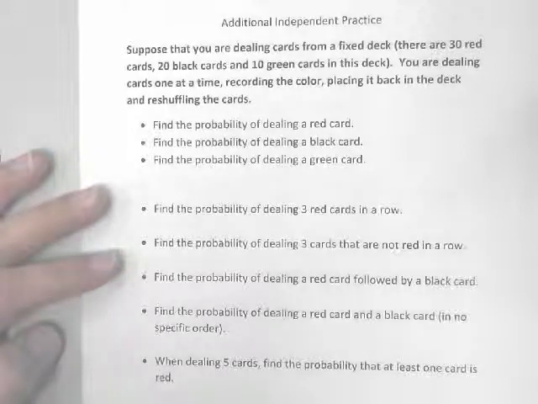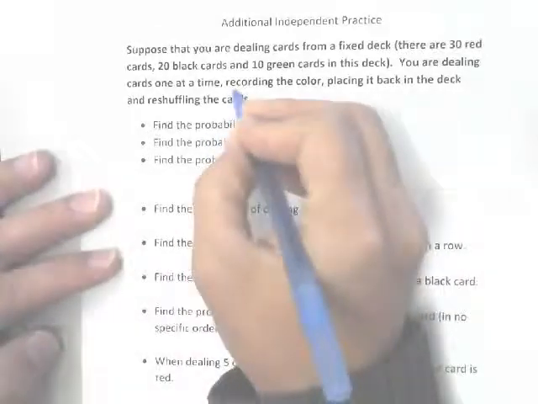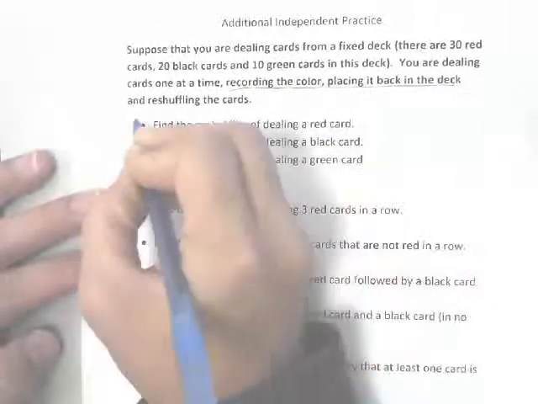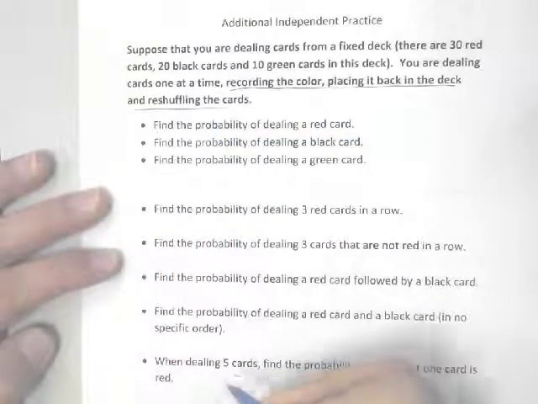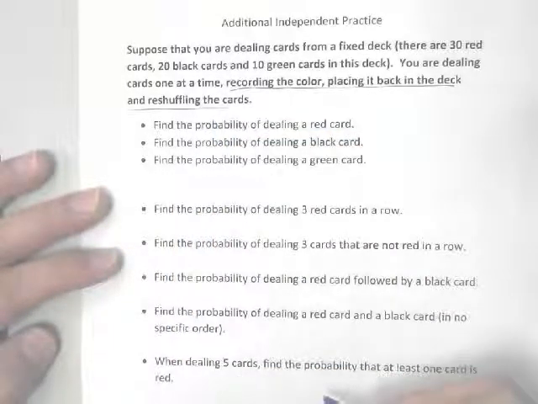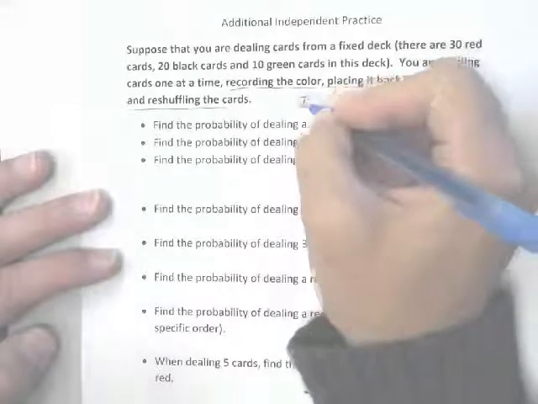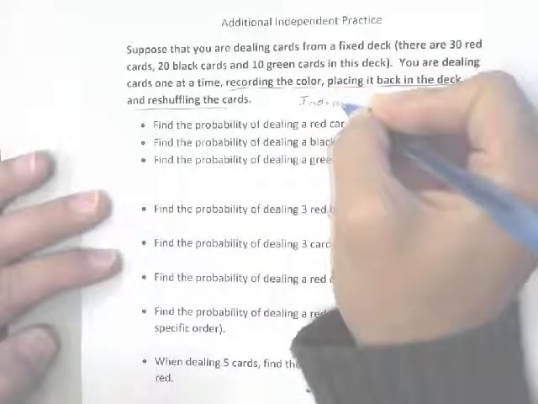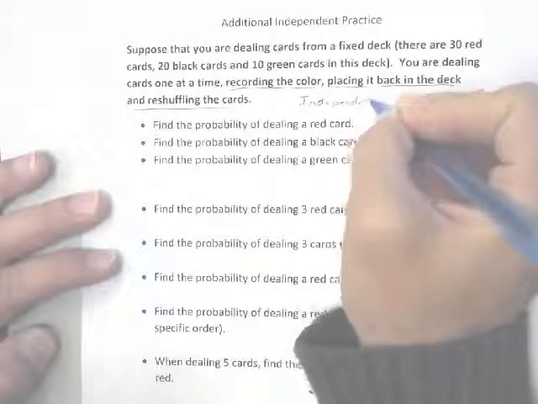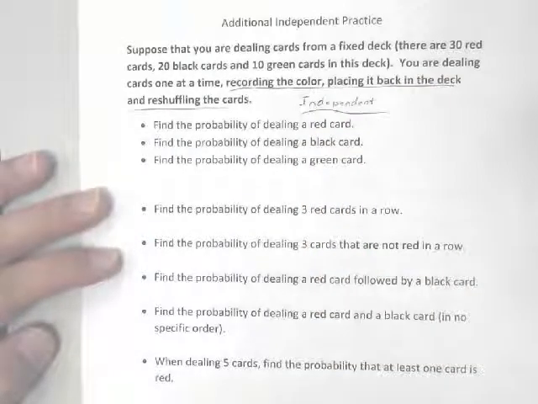You're dealing cards one at a time, recording the color, and placing it back in the deck and reshuffling the cards. So as soon as we see that you're placing it back in the deck and reshuffling, that means that one card is not going to affect the other, which tells me that these events are independent. Okay? So what that also tells me is that that whole idea of conditional probability will not apply in this problem at all, because one event occurring is not going to affect the probability of the next event occurring.